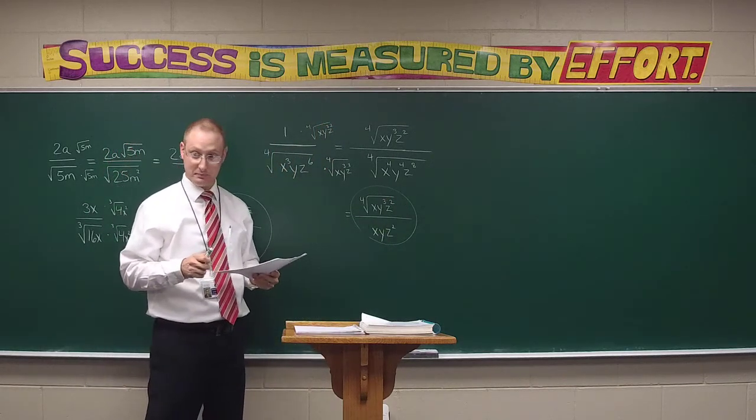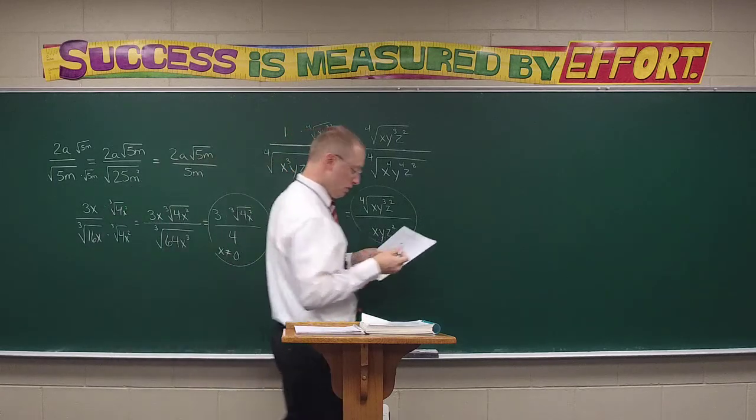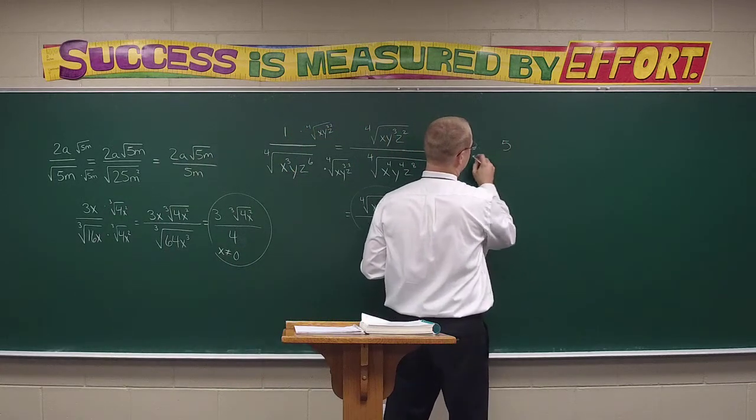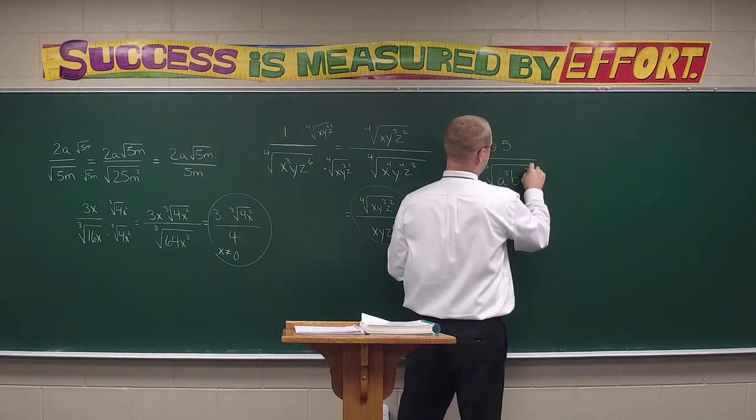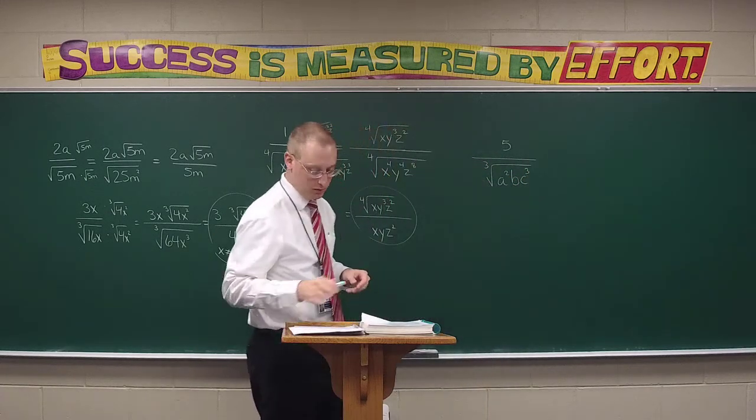Questions on that? Let's take a look at number four, where we had a 5 over the cube root of a squared b c cubed. Genesis, what do we need to do?